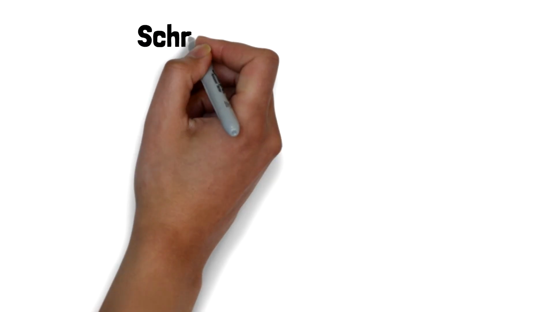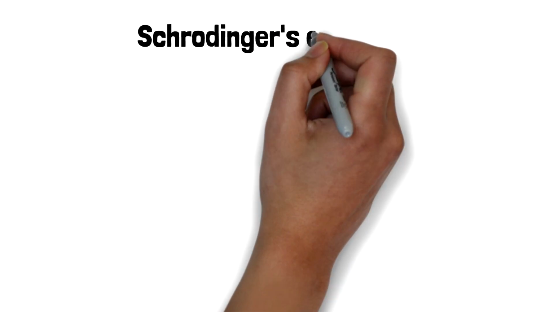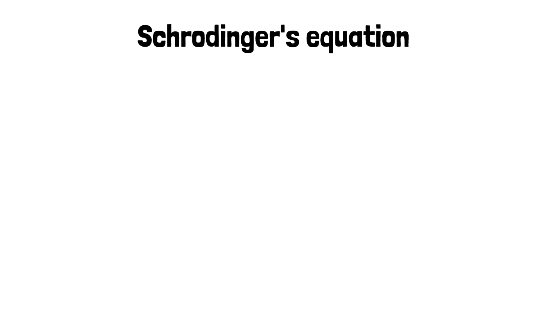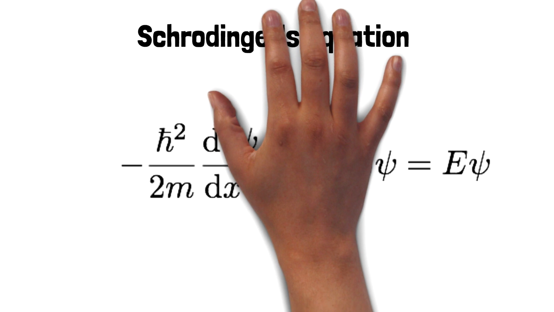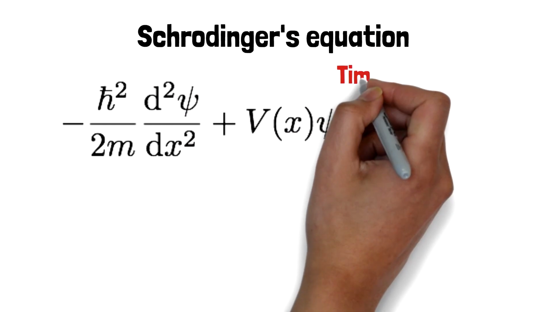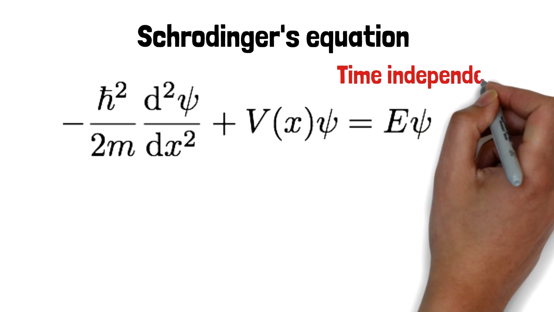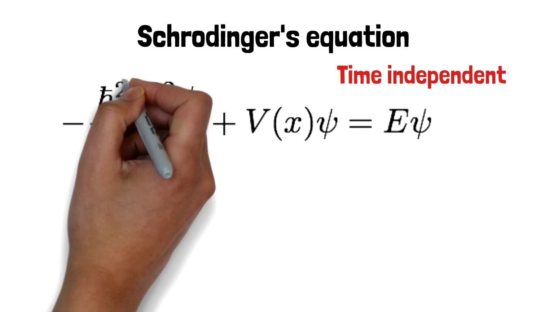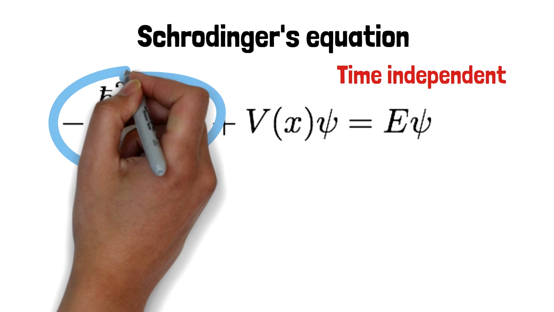With the idea of wavelengths in mind, let's now take a look at the actual Schrodinger's equation, which is this. Now I have to let you know that this is the time-independent form of the Schrodinger's equation, where we don't take into account the effect that time has on quantum systems.